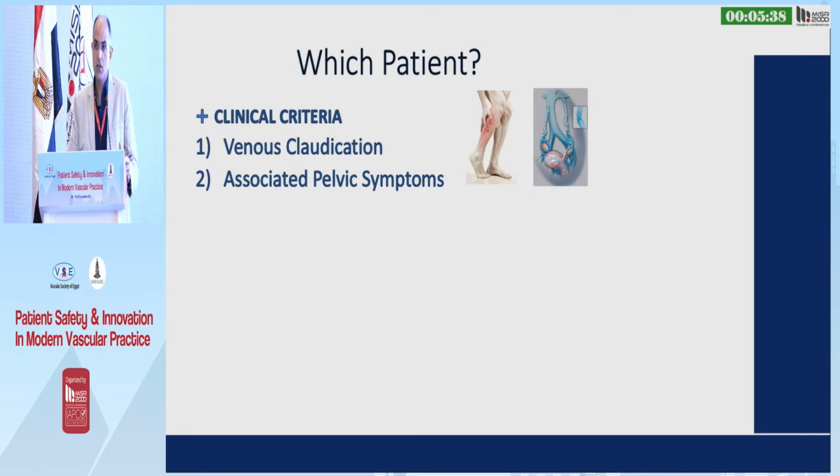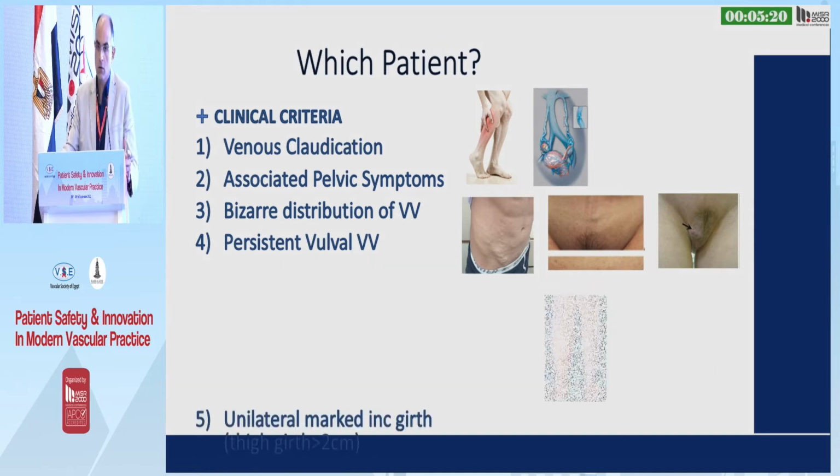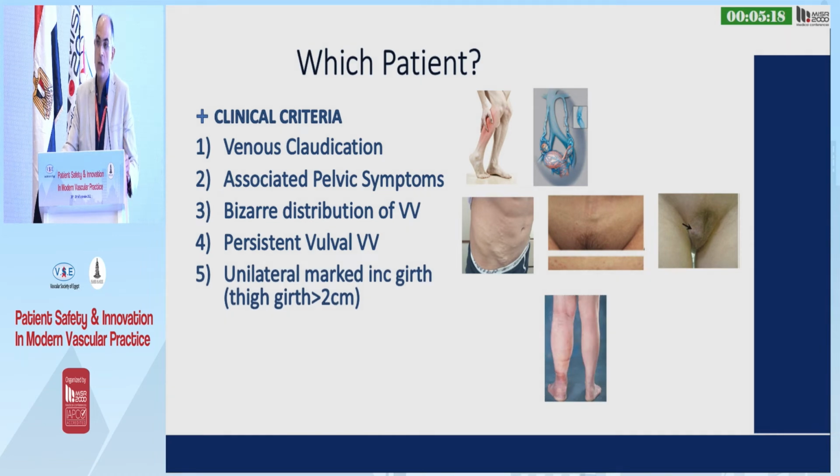Patients with venous claudication, this is an obstructive symptom. Patients who have associated pelvic pains and pelvic manifestations are worth looking into the deep veins. Also, patients, as we mentioned, with extrapelvic varicose veins due to pelvic origin, anterior abdominal wall collaterals, and vulval varicosities also need investigation. Also, patients with a unilateral marked increase in the girth of the thigh of more than 2 centimeters actually denotes persistent venous hypertension, which is usually due to obstruction rather than reflux.